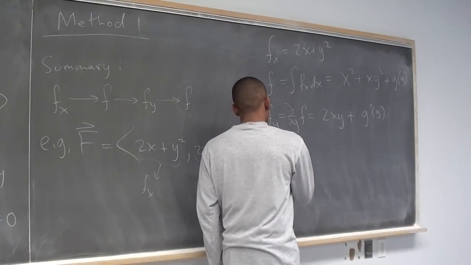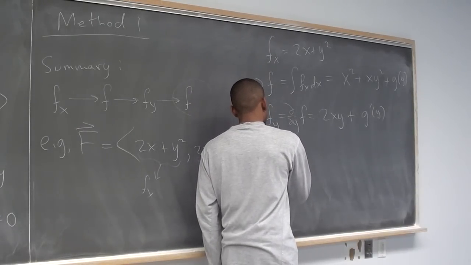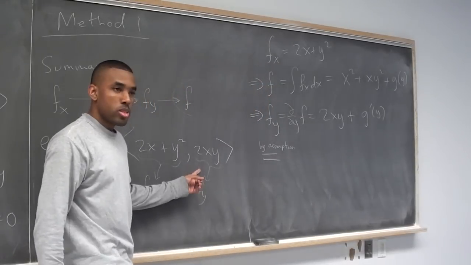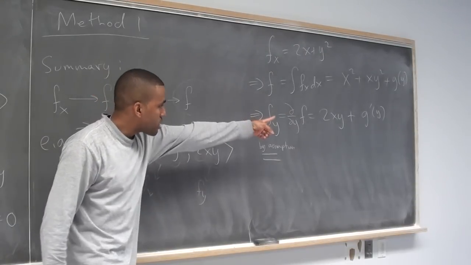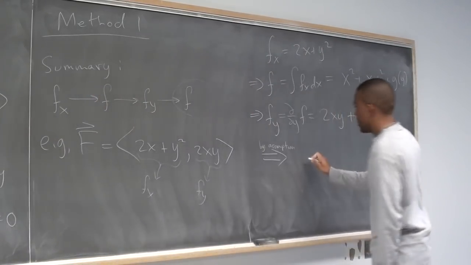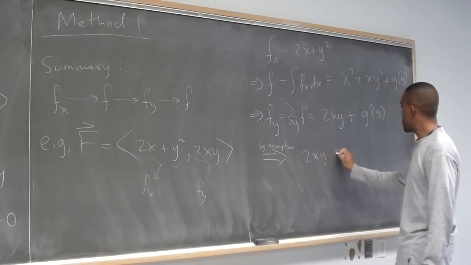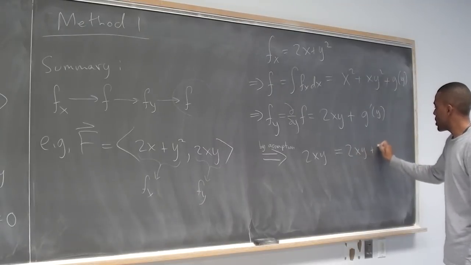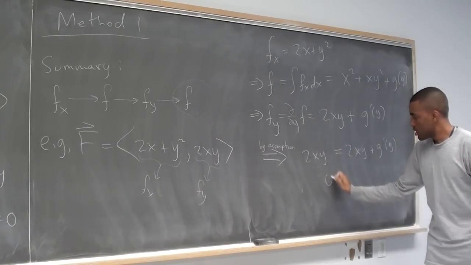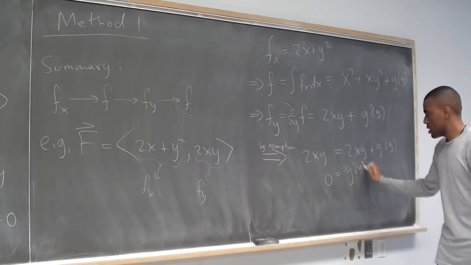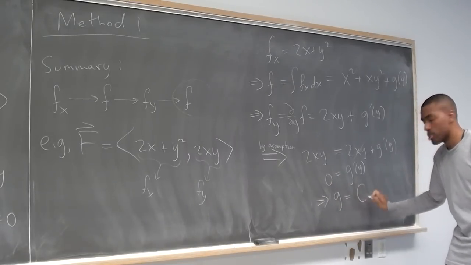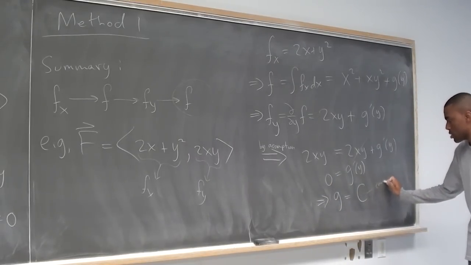Now this is equal to, by assumption, right? I said this was my fy. So if that's my fy and this is my fy, they have to be equal, right? This means that 2xy is equal to 2xy plus g prime of y. So in other words, my g prime of y is equal to 0, which means my g is just a constant, right? Because if you take the derivative of a constant, you get 0.